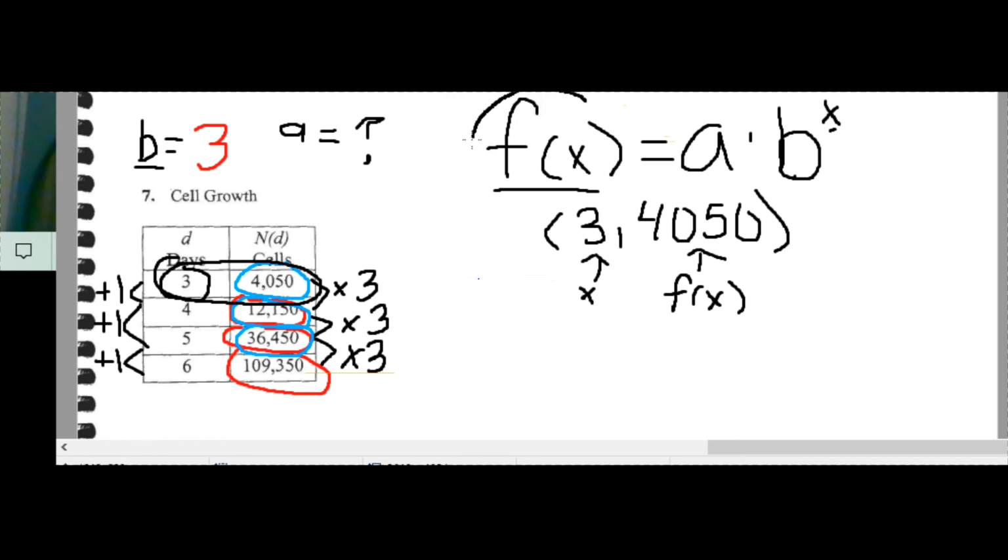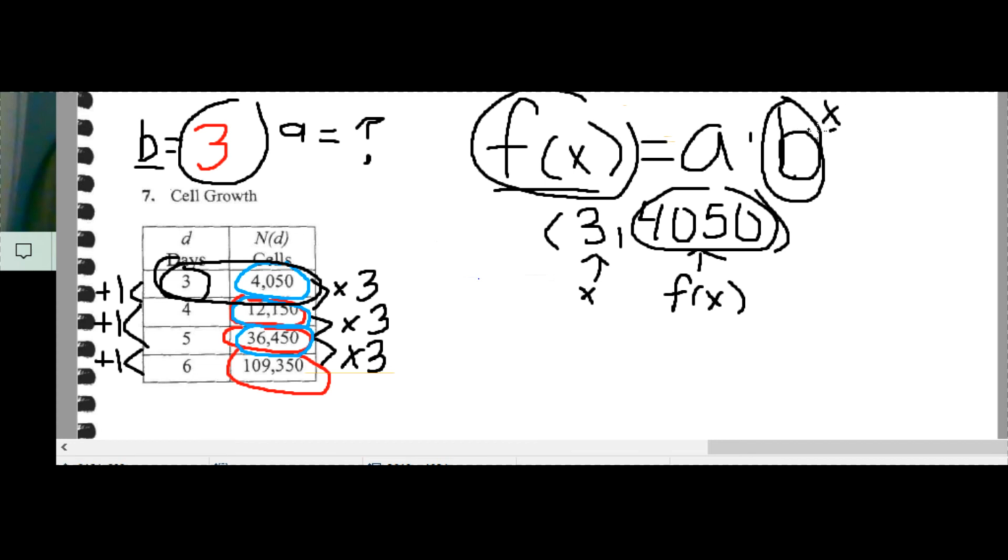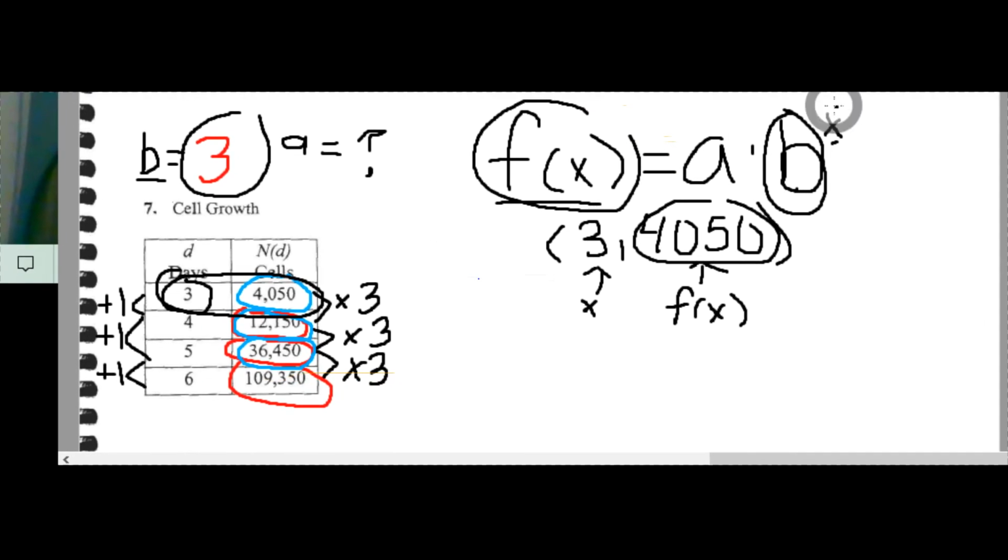So now I'm just going to plug all this information in. I know what f of x is, it's right here. I know my constant multiplier, it's 3. And I know my input value, my x. So I can plug all those numbers in and solve for a. That's exactly what I'm going to do. So my f of x here is 4,050.